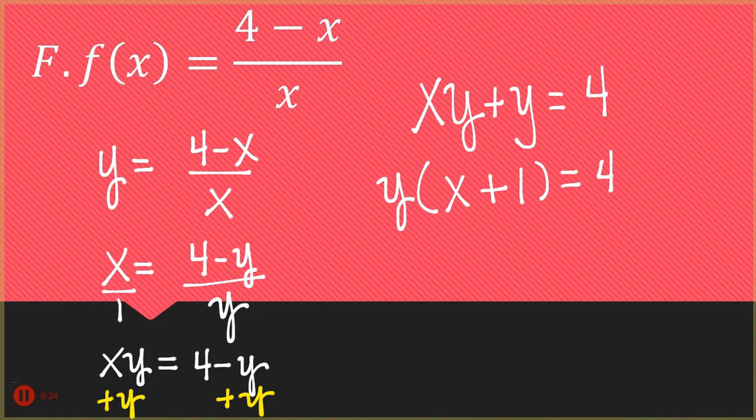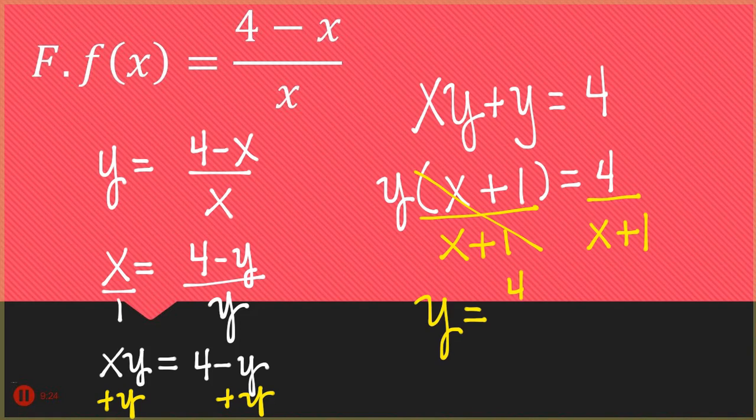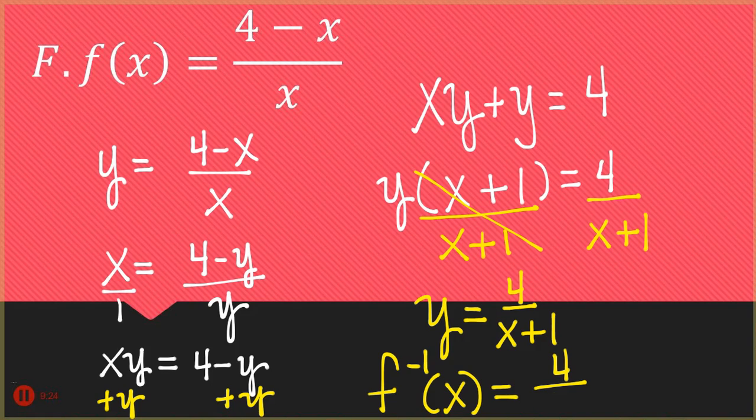And in order to get the y by itself, I'm going to divide both sides by x plus 1. So my inverse would be y equals 4 divided by x plus 1. Or inverse function is 4 divided by x plus 1.